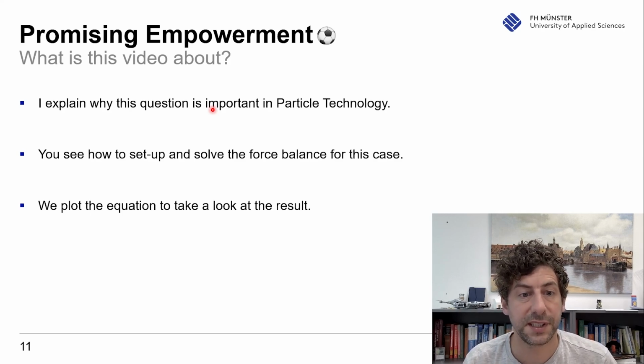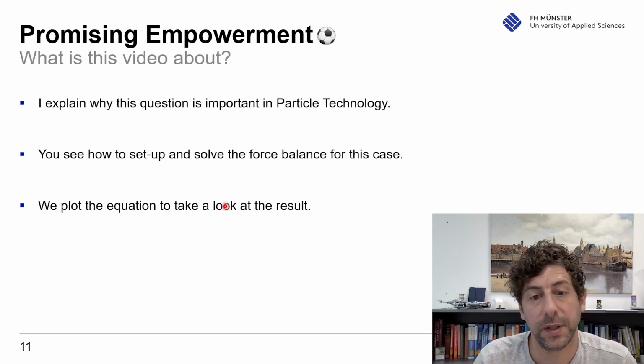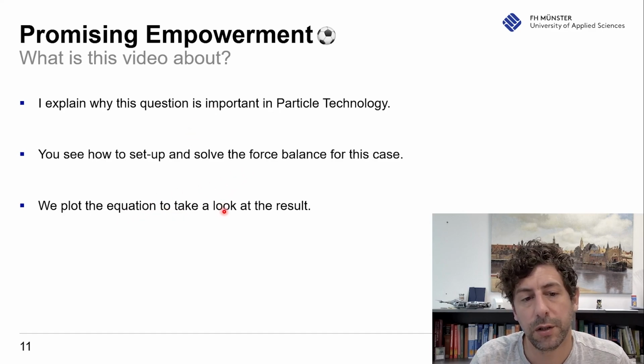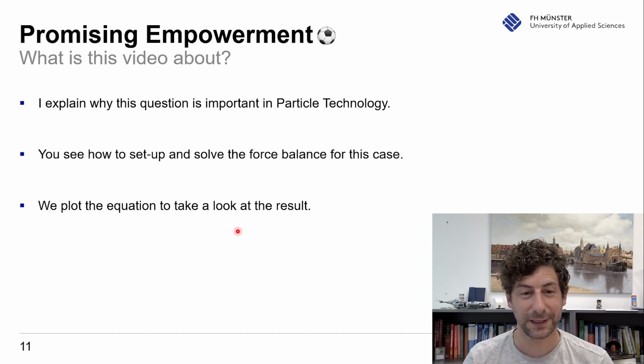I showed you how to set up and solve the force balance, which was in this case quite easy because we only have two forces, the inertia and the drag. Then we solved the force balance, plotted the equation, took a small look at the result and saw, okay, it's extremely fast how the particle stops.